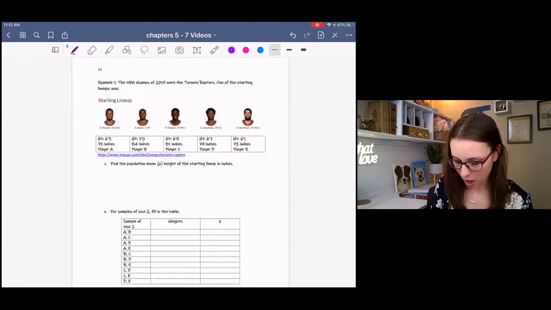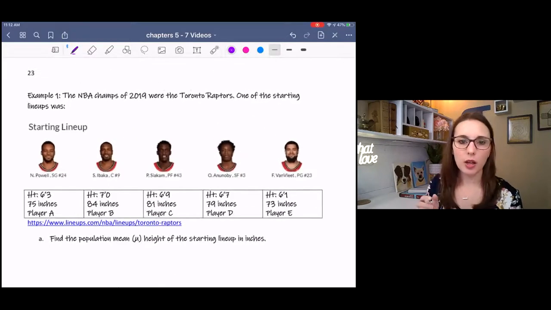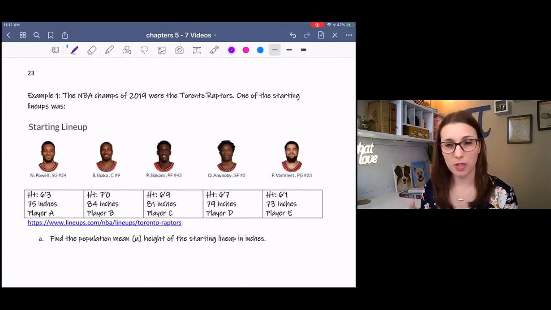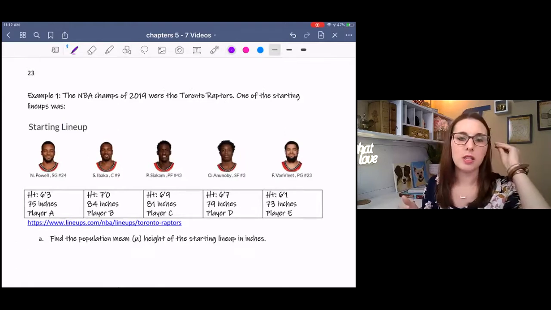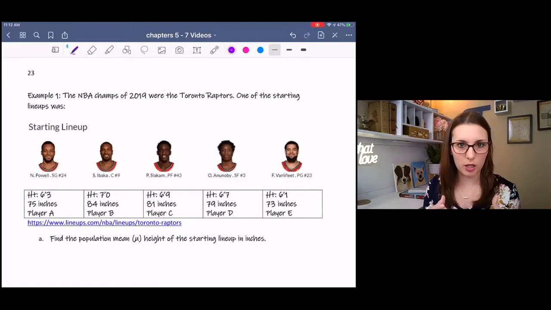This example is not necessarily truly representative of a population because typically speaking, populations are very, very large. But for the sake of this lesson and trying to show you what we're leading to, we're going to call this basketball team our population. So even though it's only 5 players and it's not large enough, we're just going to use it to help us find the point of the lesson.